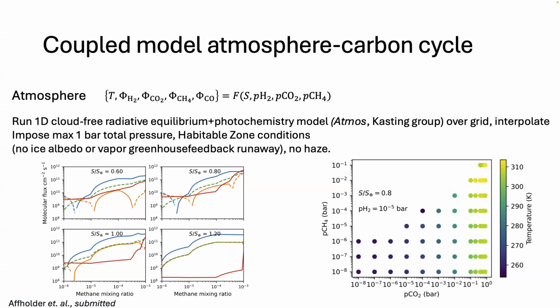And we run this model over a grid of different conditions. By different conditions, I mean different values of these partial pressures. We also vary the luminosity S. And then we interpolate over that grid. That's a 4D grid, so interpolation is not perfect, pretty hard actually, but we use it. On the right-hand side here, I have just a showcase illustration of the calculated temperature for different PCO2s and PCH4 at a fixed Archean-ish S value, so that's the luminosity, and fixed pH2.